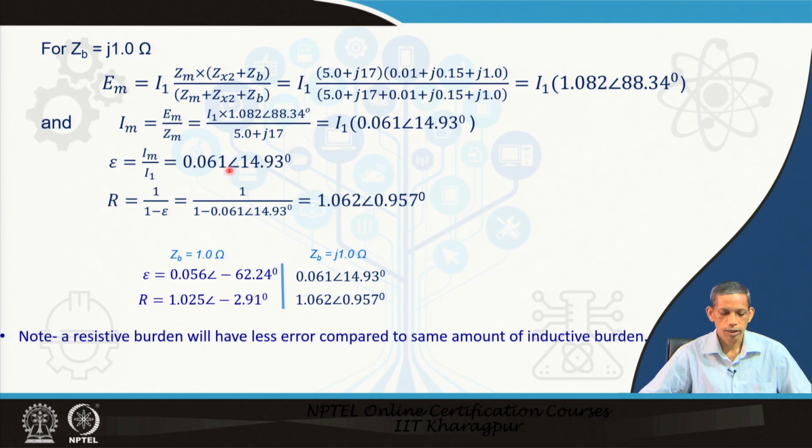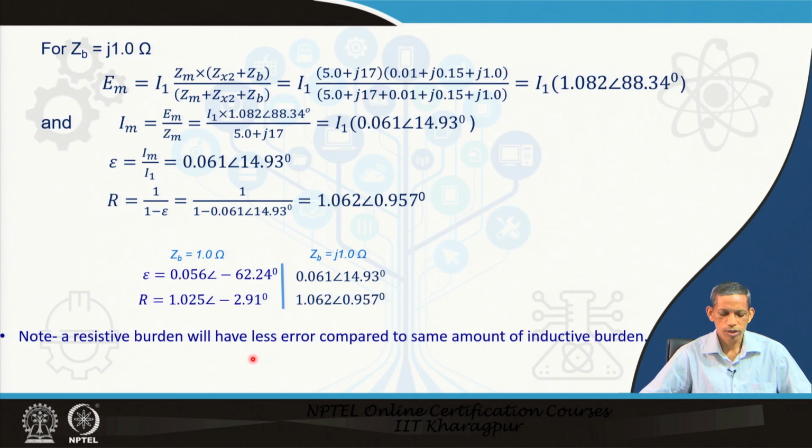So, both angle and magnitude change now for epsilon, and you know epsilon and R are complex numbers. R becomes 1.062 with an angle of 0.957 degrees. So, for both cases, Z b equal to 1 ohm, if you compare, the epsilon is higher for the inductive case, and so the corresponding correction factor also becomes higher.